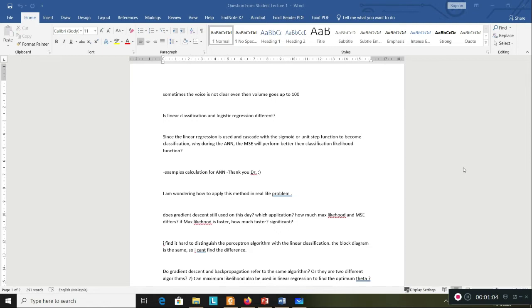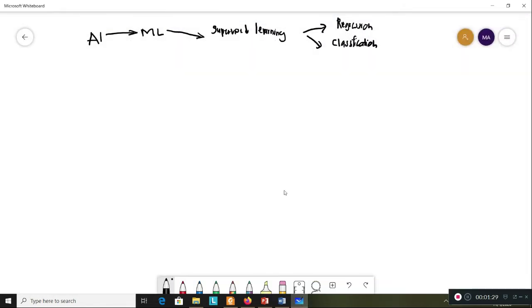And then regarding the second question, which is whether linear classification and logistic regression are different? Okay, before I try to answer this question, let me do some summarization on this whiteboard. As you can see, let us try to review what we have learned, starting from the first chapter.